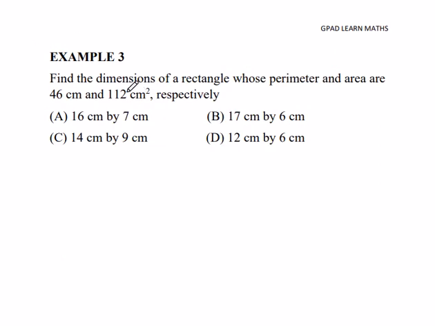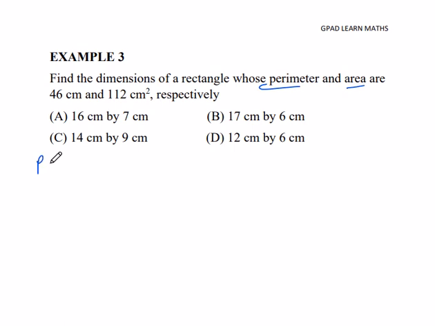Find the dimensions of a rectangle whose perimeter and area are 46 centimeter and 112 centimeter square respectively. Looking at this, the question is almost looking like a simultaneous equation, because we're given the area and the perimeter, and we're asked to find the length and the breadth. Okay, very easy. Let's start from what we're given, perimeter and then the area.